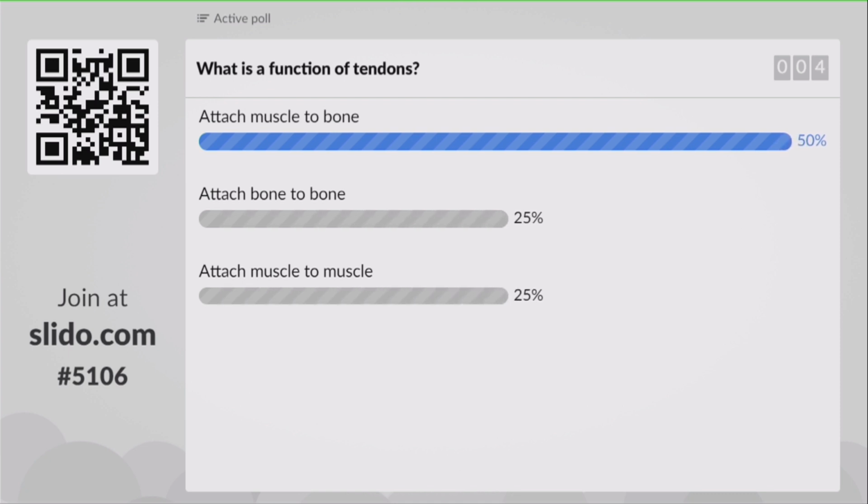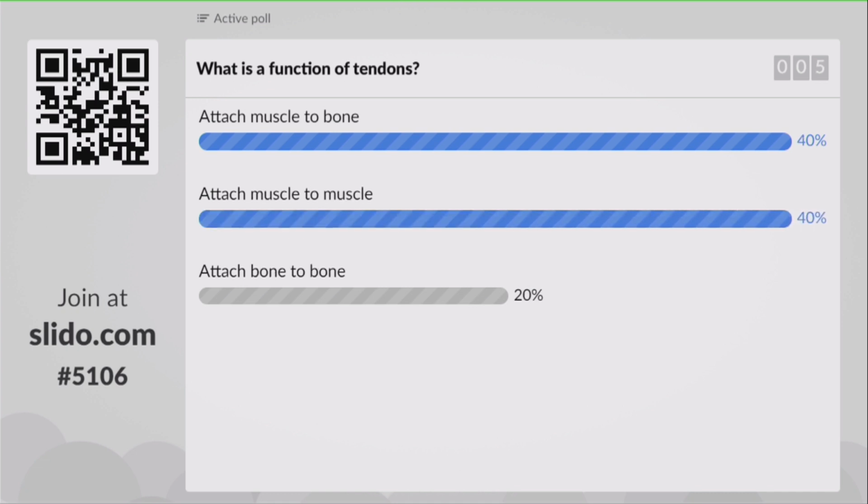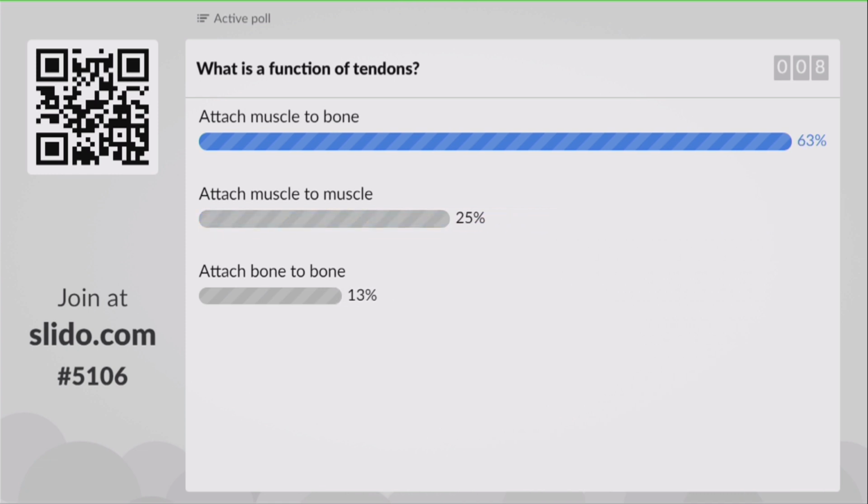So we talked about how you can see the tendons working in the back of your hand. And what tendons do is they attach your muscles to your bone. And remember, if you can move your hand, you have bones in your hand, but you also have the tendons that help move those bones.